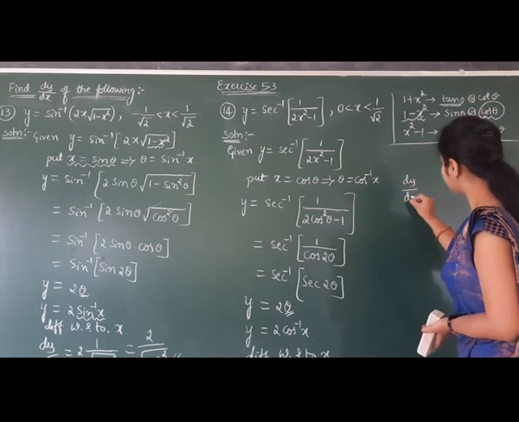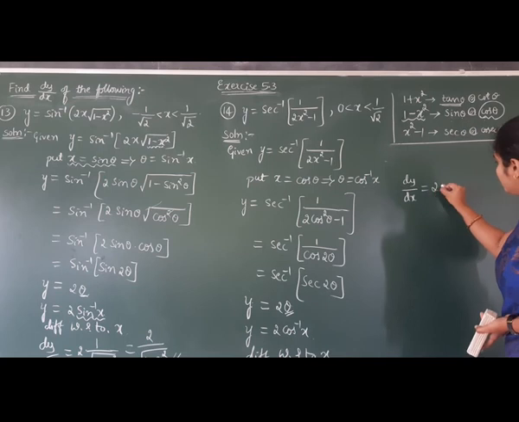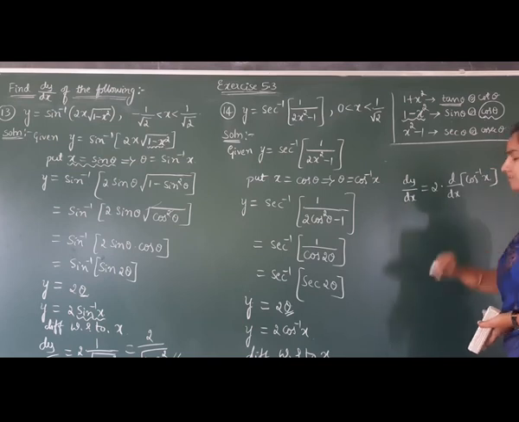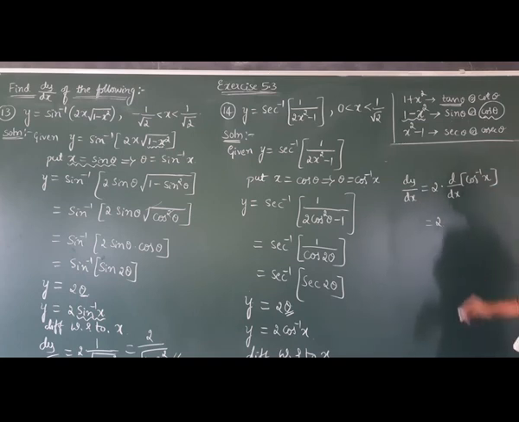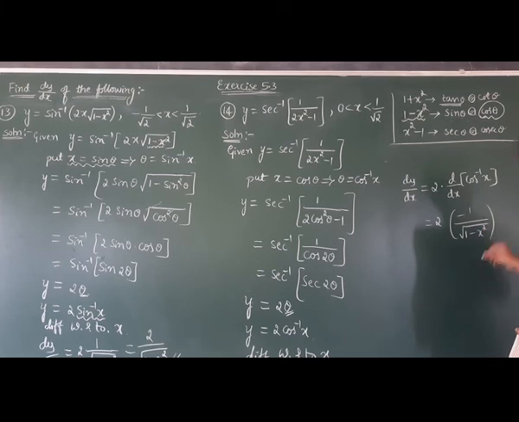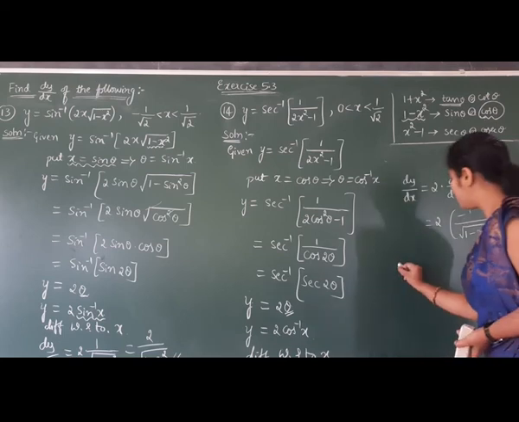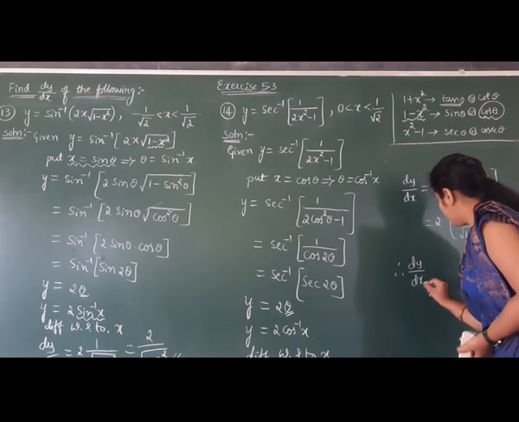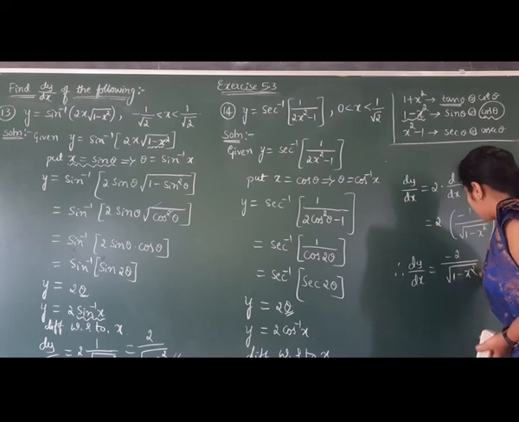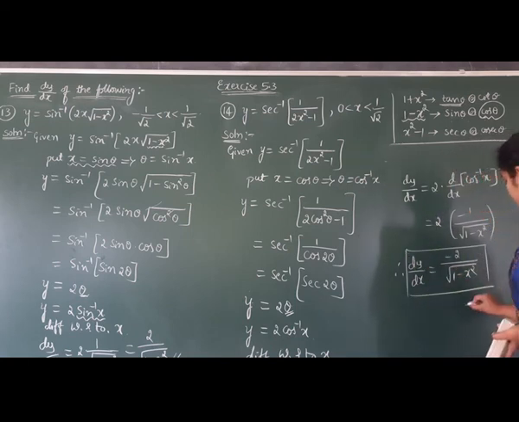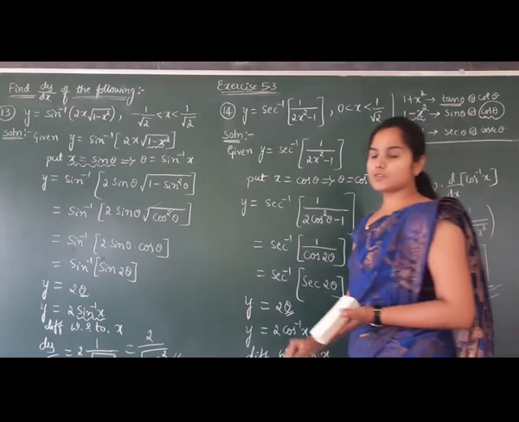Okay, so now dy by dx is equal to 2 into d by dx of cos inverse x. This is equal to 2 into the derivative of cos inverse x, which is minus 1 divided by square root of 1 minus x square. Therefore, the derivative of the given function is equal to minus 2 divided by square root of 1 minus x square. Now we got the solution. Okay, so the next problem.